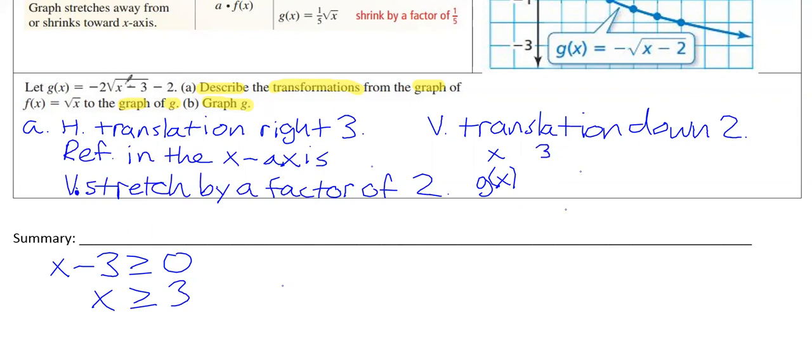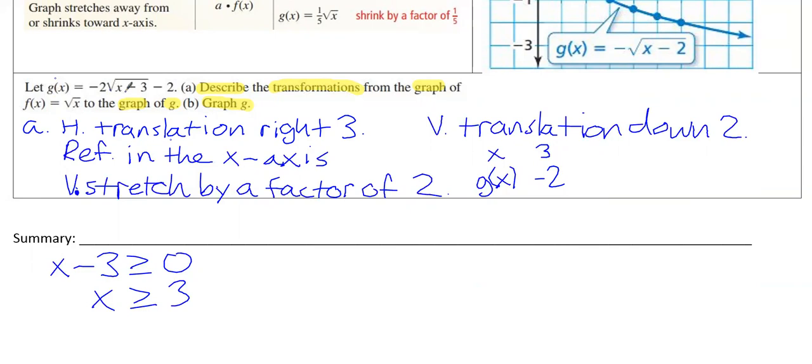So if I substitute 3 in for x, 3 minus 3 is 0. Square root of 0 is 0. Times negative 2 is 0. Minus 2 is negative 2. Okay, now, this reflected in the x-axis. Did it reflect in the y-axis? No, in the x-axis. So I don't know if you can still see this one up here. If it reflects in the x-axis, the graph is still going to stretch to the right. So the next number I'm going to choose is going to be greater than 3.